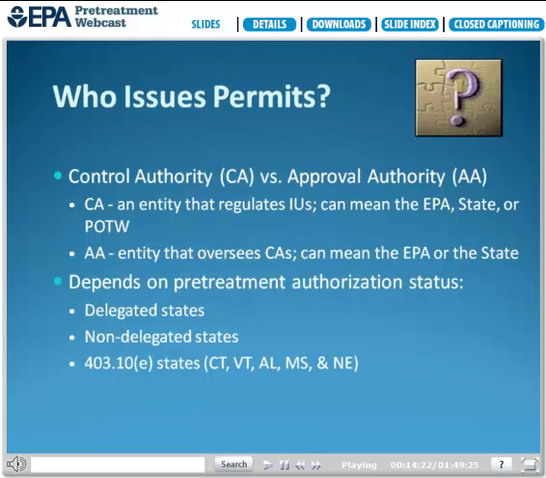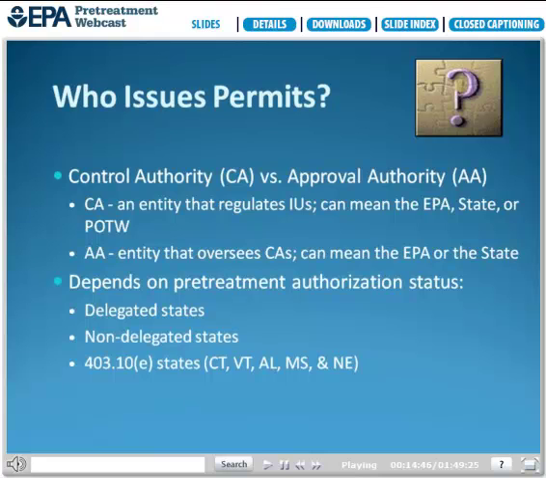We nickname those states that have an approved pretreatment program as being delegated states, and of course those that don't have a program, non-delegated states. Then we also have some states that have an approved pretreatment program but tend to issue the permits themselves, and we call those the 403.10(e) states after that portion of the regulations.